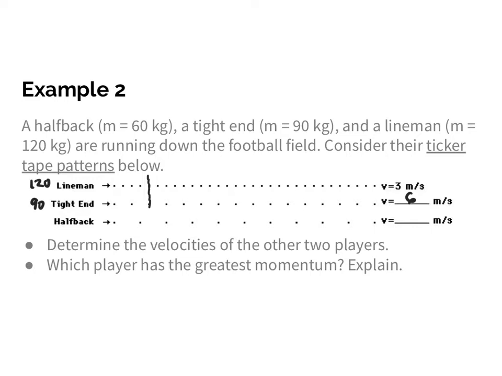Kind of use the same relationship for the halfback who has a mass of 60 kilograms. I'll pick, again, I'll just look at this spot. We have 9 dots for the lineman, 4 dots for the tight end. We only have 3 dots for the halfback. So we said it was about times 2 here. So compared to the halfback, we're looking at about 3 times as fast. So that would be about 9 meters per second.